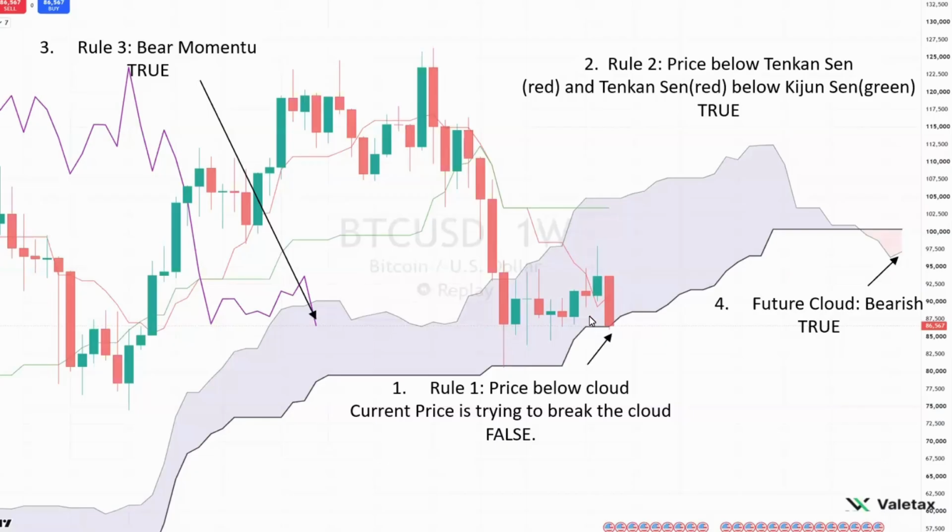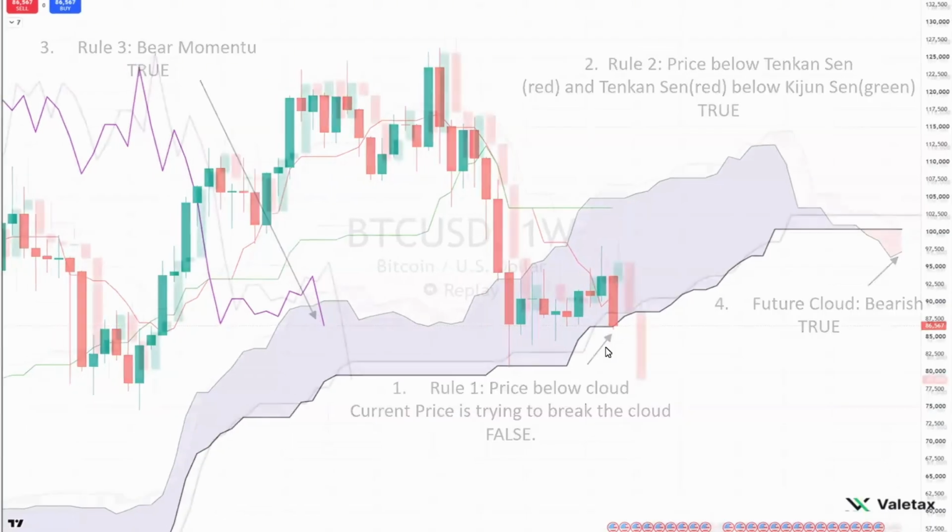That's a perfect scenario. So if you break out of the cloud here, all you're going to do is this rule right here is going to become true. So this is why you do a breakout order here. When you do a breakout order here, that will force price to become below the cloud, and now you have all 4 out of 4 rules. Does that make sense? Yes. So this is a live trade here.